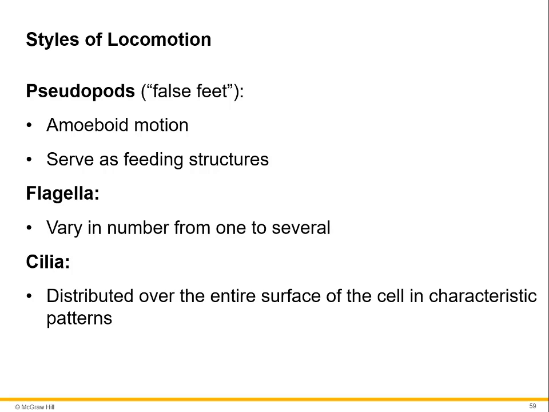The different styles of locomotion include pseudopods, which are like false feet, amoeboid motion, flagella that vary in number from one to several, and cilia that can be over the entire surface. Like we said, cilia are only found in protozoans. They are not found in bacteria, they're not found in algae, and only in certain animal tissues. Pseudopods give amoeboid motion, flagella are that long tail structure that can have a propelling motion, and the cilia are distributed over the whole entire surface. Again, the cilia are more for feeding, but they can also move toward their source of food, and that's how they get their food.